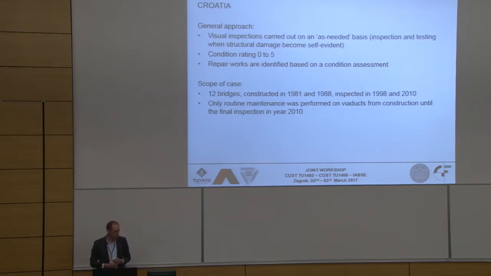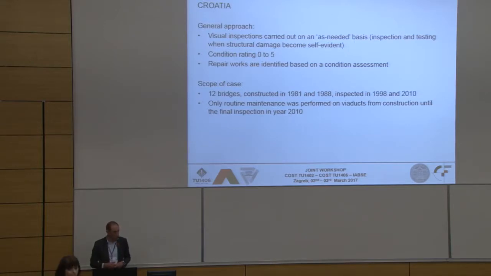So in Croatia, in general, there is a corrective maintenance approach. Inspections are carried out only when there is a certain need to do so, so there is some evidence of damage. There is a condition rating system ranging from 0 to 5, like was presented this morning already, I think. And the repairs are identified based on the condition assessment. So this is a very standard procedure, I think, which is familiar for most of you from most countries.